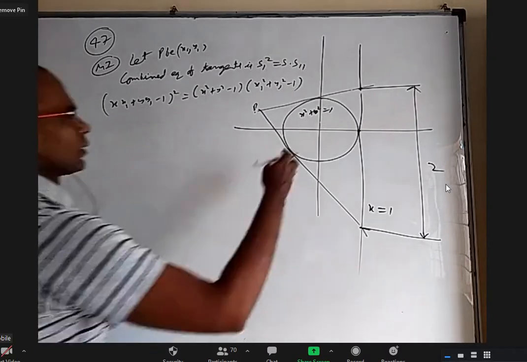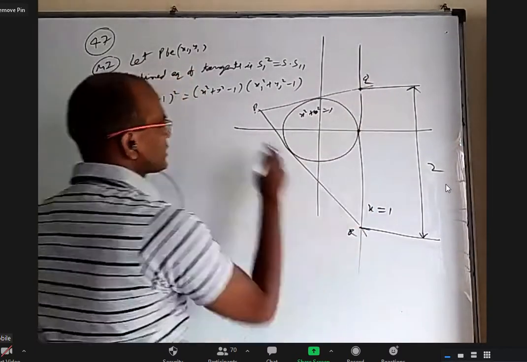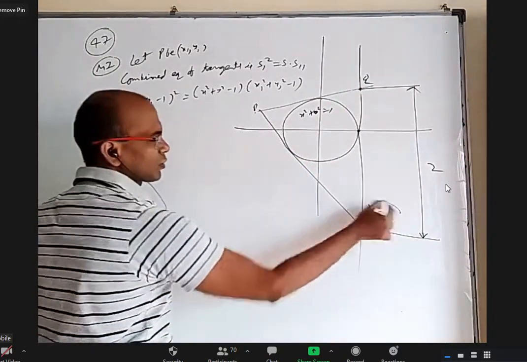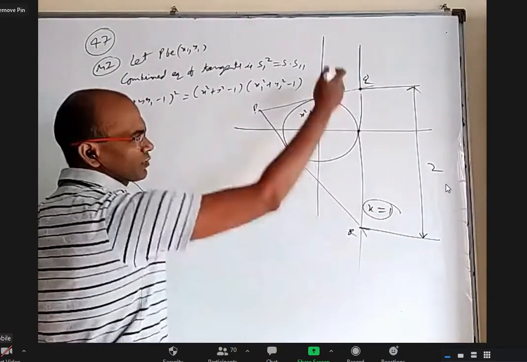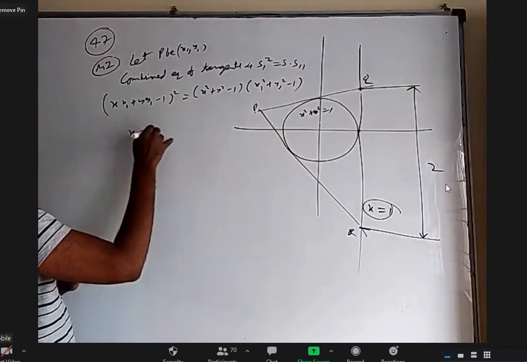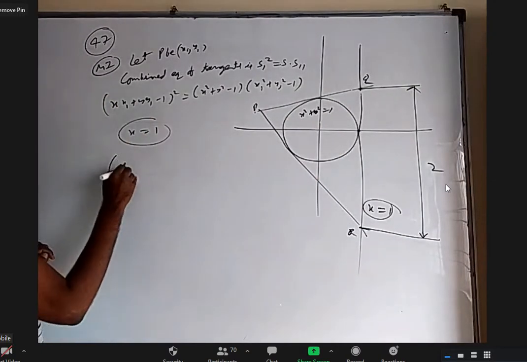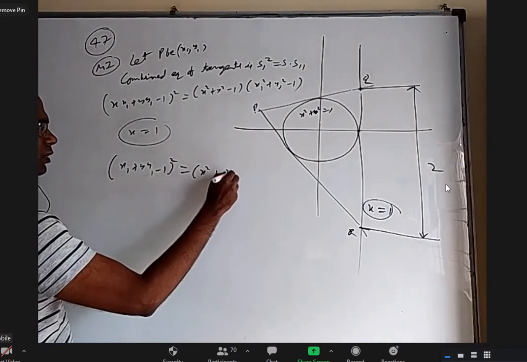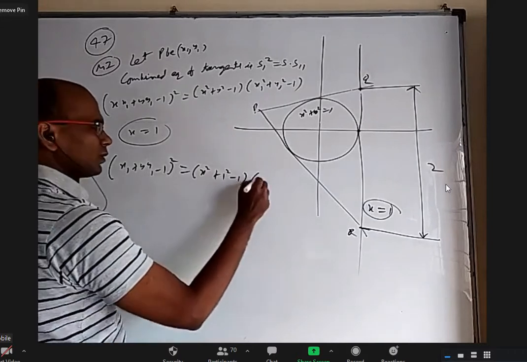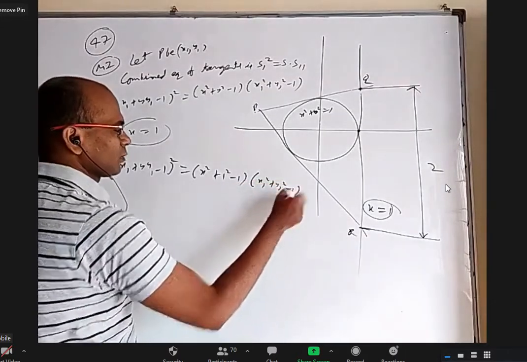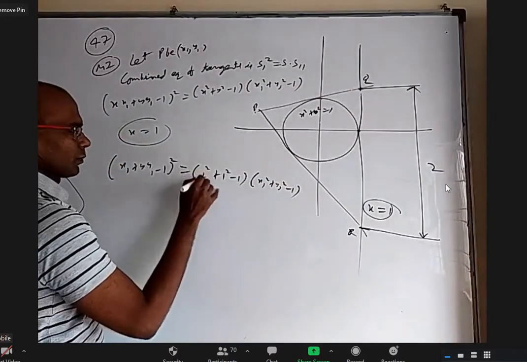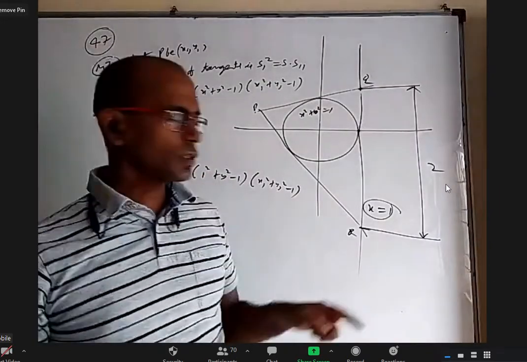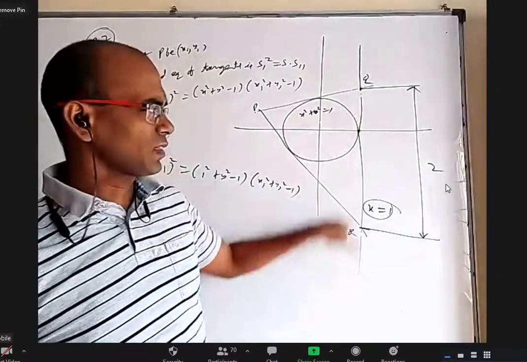Say again, sir. What is this? It is the combined equation of PQ and PR, but both Q and R have the same x coordinate, 1. So try to solve this pair of lines with x equal to 1. Put x equal to 1 here. You will get (x1 plus y1 minus 1) whole square equal to (1 square plus y square minus 1) into (x1 square plus y1 square minus 1). Sorry, 1 square plus y square. This is a quadratic equation in terms of y. The roots are this y coordinate and this y coordinate, and the difference of the y coordinates should be 2.